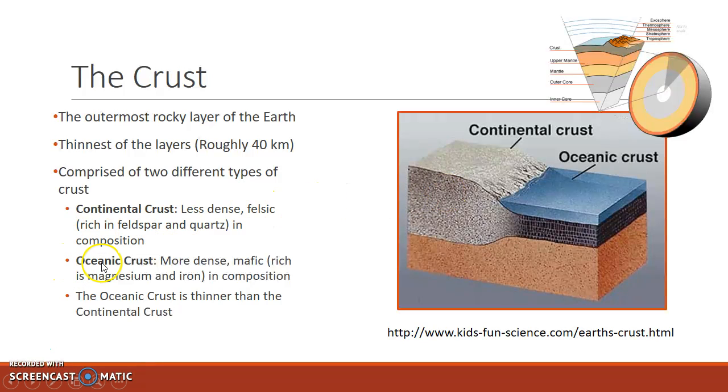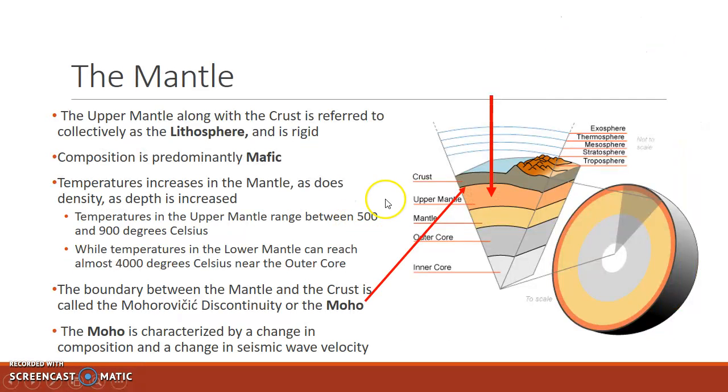And then we have oceanic crust, which is more dense. It's mafic, which means it's rich in magnesium and iron. On average, the oceanic crust is thinner than the continental crust. The oceanic crust is roughly 7 kilometers deep on average, and the continental crust can range as much as 75 kilometers deep, which is how we get that 40 kilometer average for the overall crust.